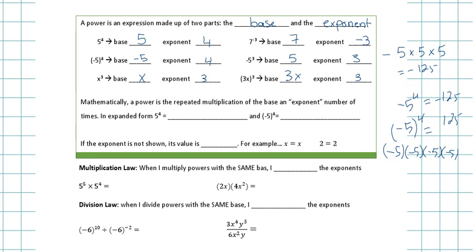So we know that a power is a repeated multiplication of the base an exponent number of times. We just talked about that, right? So if I have, let's say 5 to the power of 4, that means it's 5 times 5 times 5 times 5, 4 times. So 5 to the power of 4 means this. -5 to the power of 4 means -5 multiplied by itself 4 times.